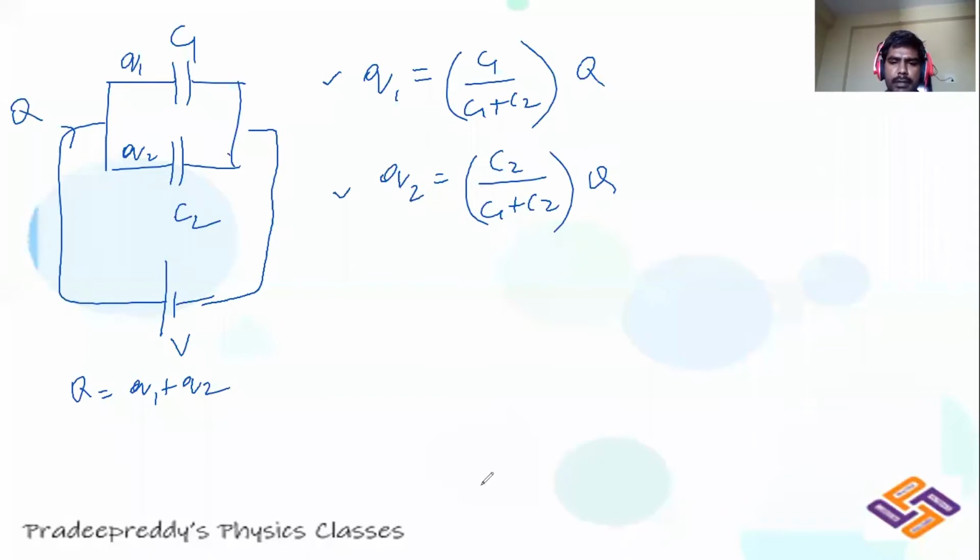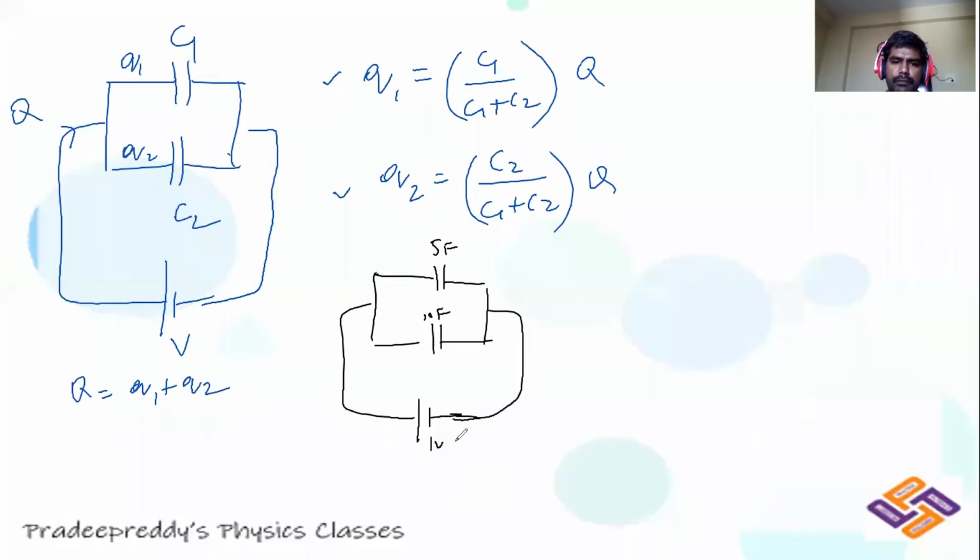Now let me take one simple example. You are taking two capacitors, one is 5 farad and the other one is 10 farad, and you are connecting them to a battery of 100 volt. I want to find out what charge is on the first capacitor as well as the second capacitor. Q1 I want to find out, Q2 I want to find out. So Q1 directly you can find as Q1 is equal to C1 divided by C1 plus C2. What is C1? It is 5 divided by 5 plus 10 into, what is Q?